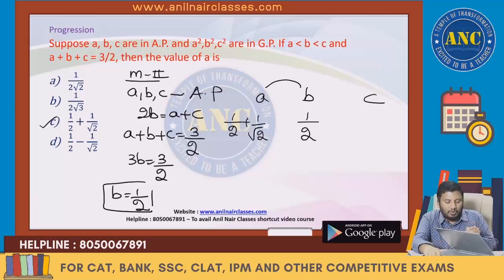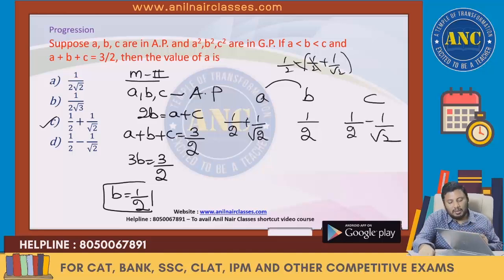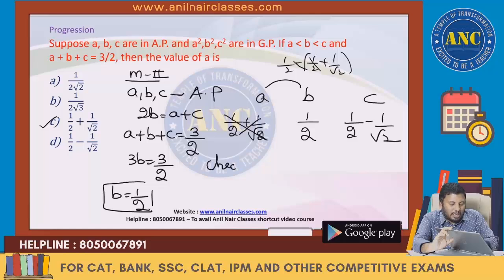What will be the value? This is nothing but 1 by 2 minus of half plus 1 by root 2. This is minus 1 by root 2. Are you with me? So, this is nothing but 1 by 2 minus 1 by root 2. Is A plus B plus C giving you 3 by 2? No, it is not giving you the option. Check by using answer options, which one is satisfying this property. I hope the idea is clear.